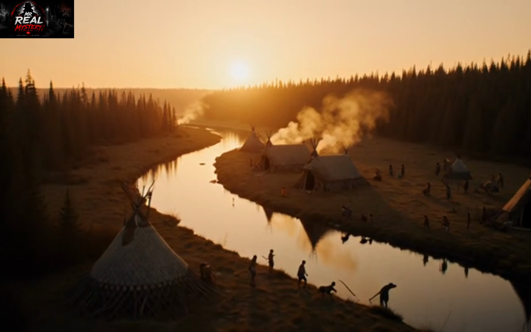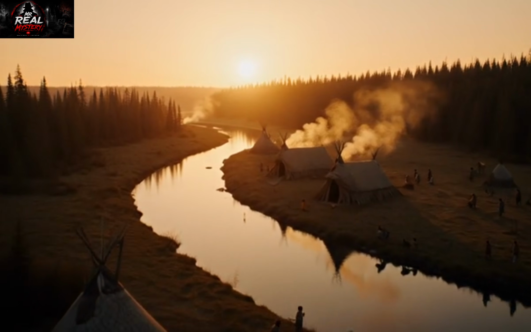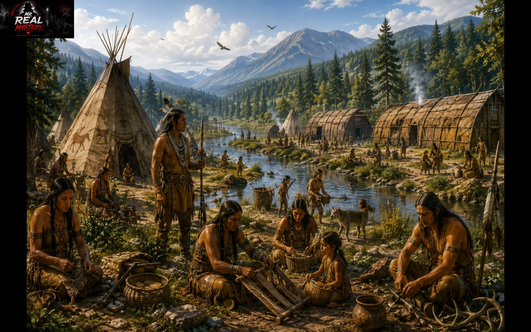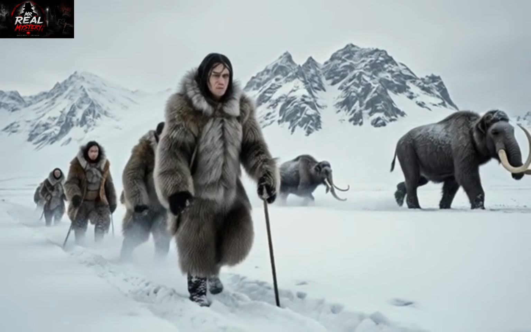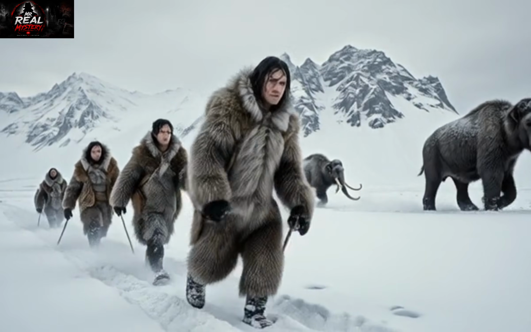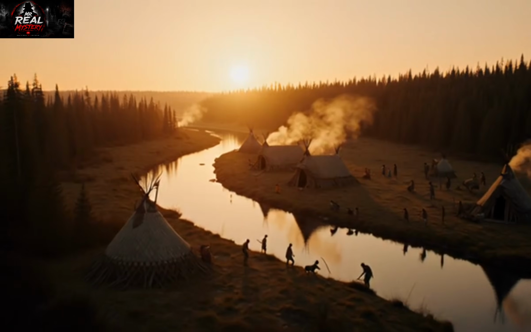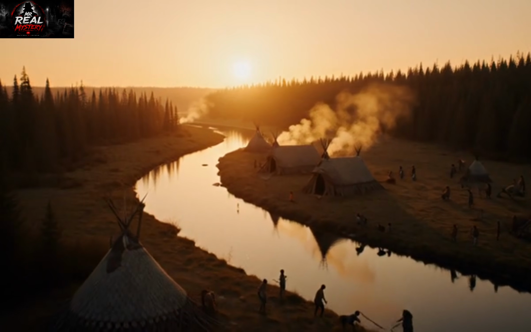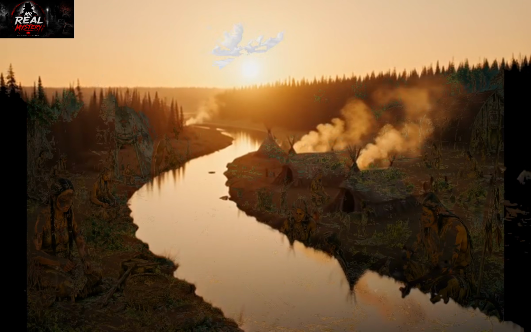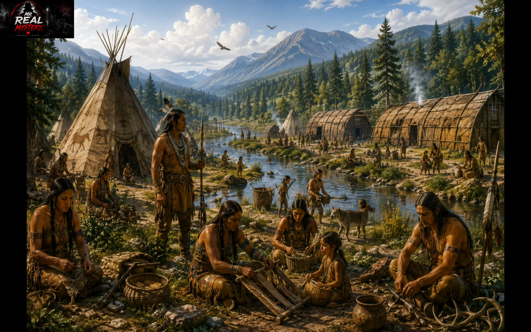Imagine a land filled with vast forests, powerful rivers, and millions of indigenous people living across the continent. Long before America became one of the world's most powerful nations, it was a place of diverse cultures, exploration, conflict, and bold dreams. Today, we're exploring the fascinating story of how America began. From the first inhabitants to the creation of the United States, this is the origin of America.